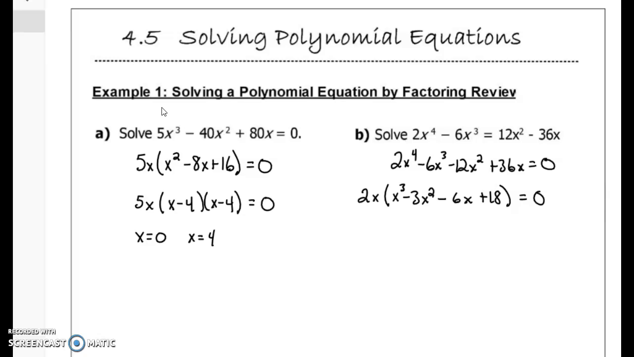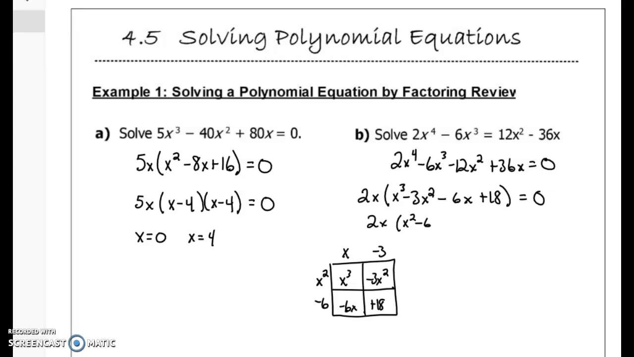Okay, so I want to now factor what's left in that parentheses. So personally, I'm going to step out to the side and use the area model, the box method sometimes we call it. So if I go ahead and put a term in each one, so I have x cubed minus 3x squared minus 6x plus 18. Now factor the GCF out of each row and each column, like we've been doing. So I get x squared minus 6, and I get x minus 3. So my factors are 2x, x squared minus 6, and x minus 3.